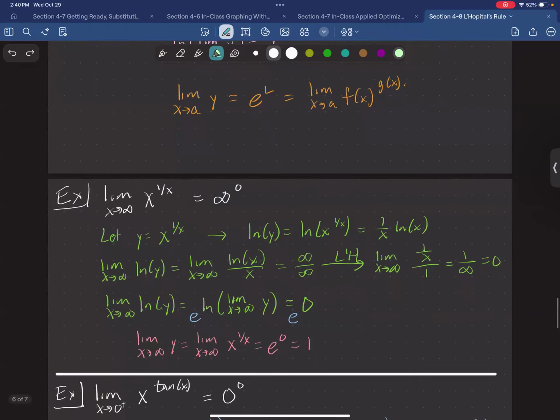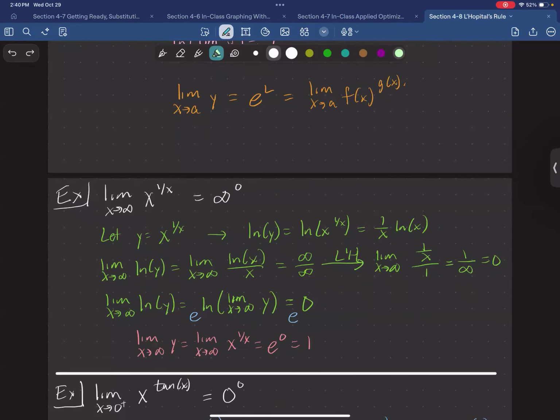Let's take another look at another example. Why don't you go ahead and pause the video and try these? This is x to the tangent x. I did show that this is 0 to the 0. Try to work out the following and keep going.